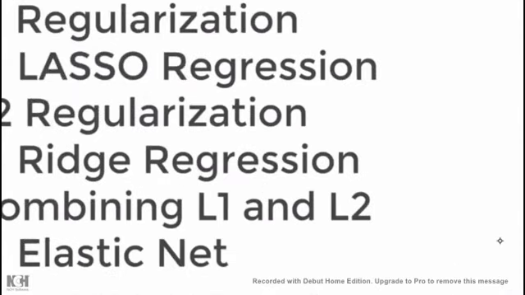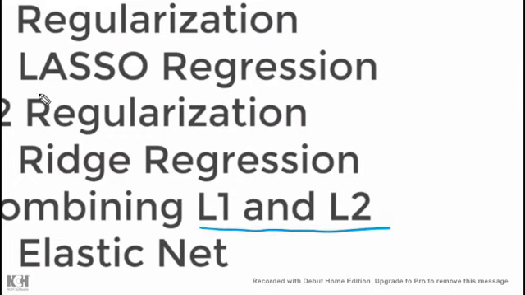Now, here we have 3 types of regularization. One is called L1 regularization. Second one is called L2 regularization. Third one is called L1 plus L2 regularization, a combination of L1 and L2. Don't say L3. It is not L3. It is a combination of L1 and L2. So combining L1 and L2, it is called the third one.